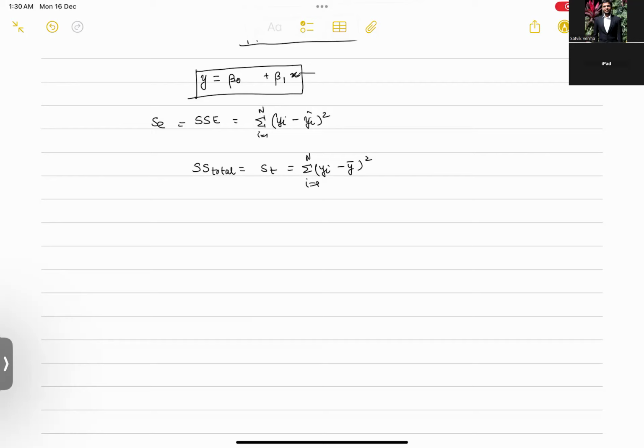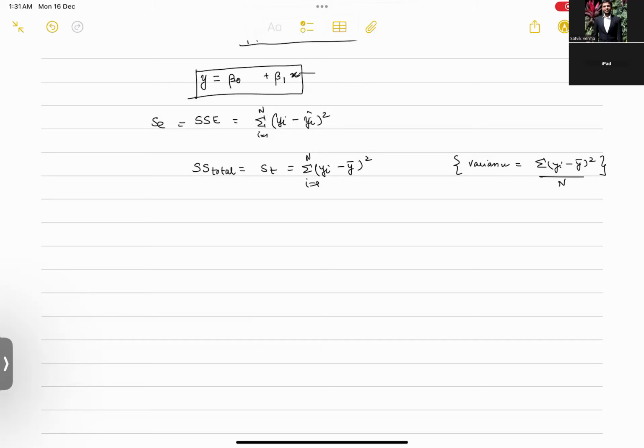If you remember, in the previous video, we talked about variance, which is nothing but summation yi minus y bar whole square upon n. Right, that's how you get the variance. And variance or standard deviation tells you how spread out your data is. So this is a measure of how spread out yi is around the mean y bar.